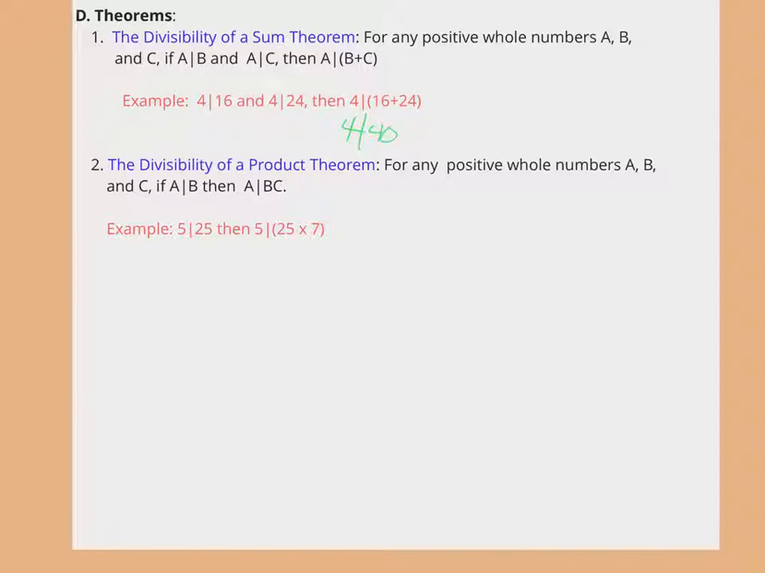So the second theorem tells us that we can take a look at A again being a factor. A is a factor of B. Then we know that we can also say that A is a factor of B times any number C. In the example here, we have 5 as a factor of 25, because 5 times 5 is 25. But then we also know that 5 is a factor of 25 times 7. So we could also say that 5 is a factor of 175.